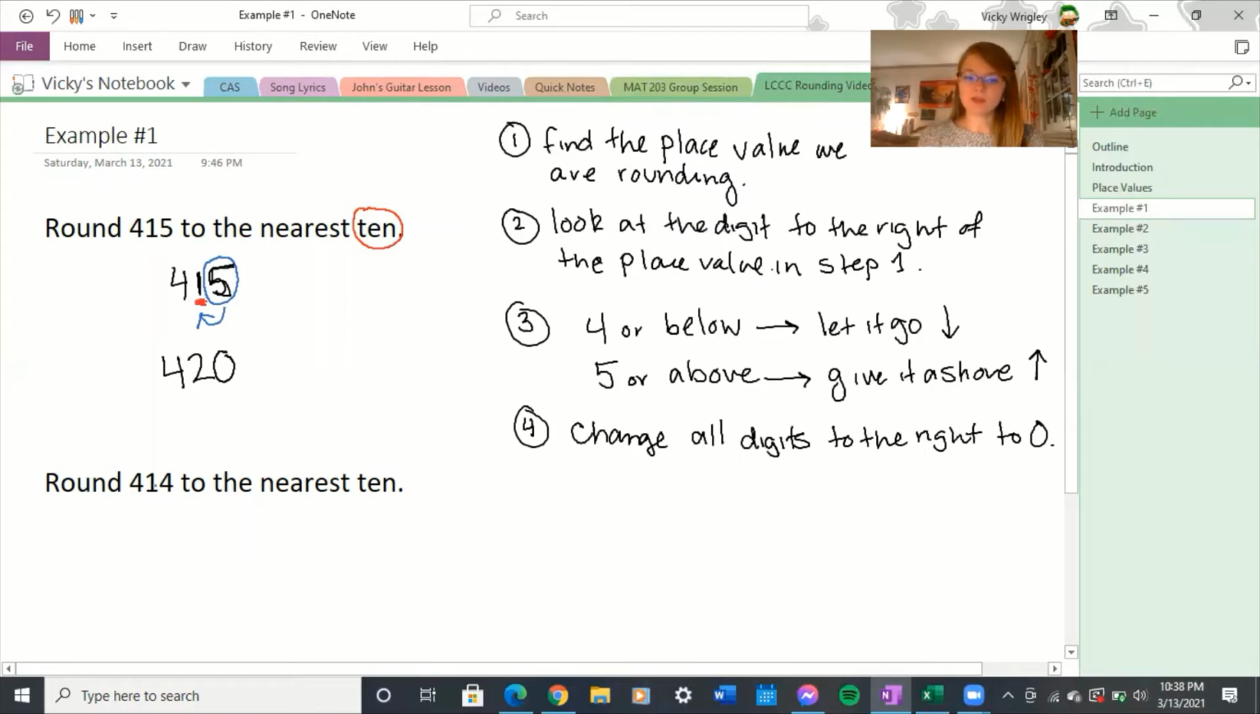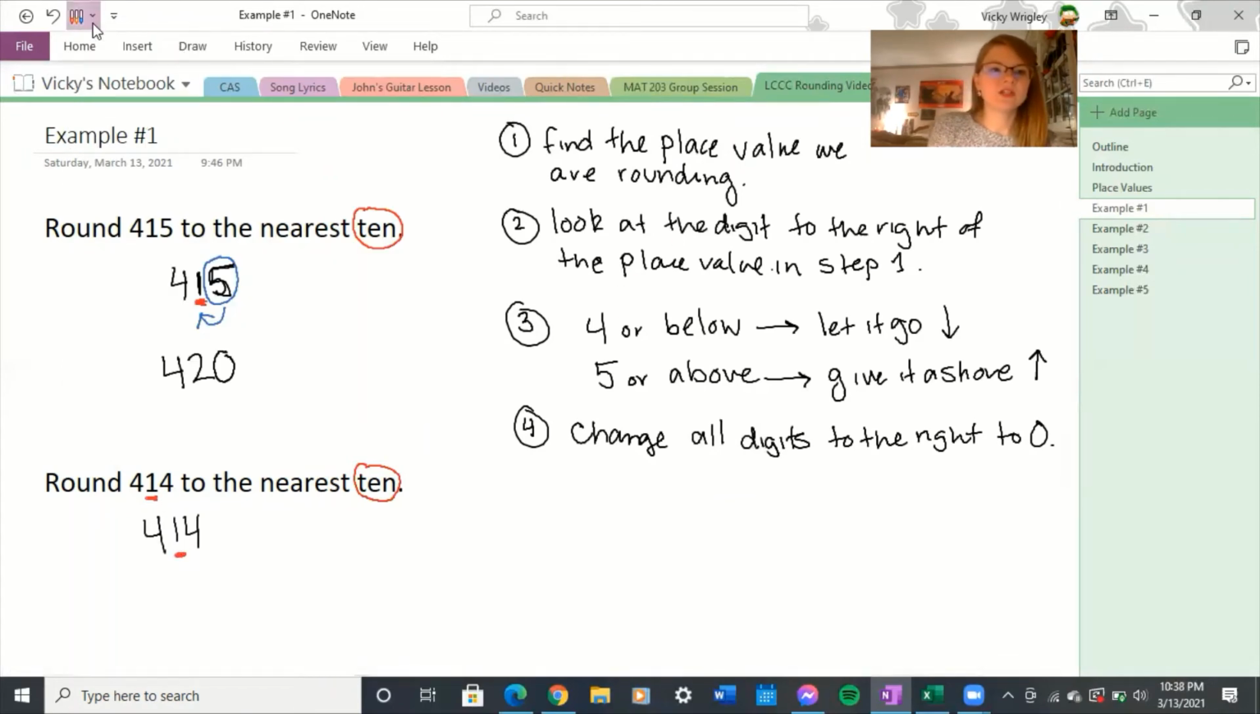Let's try this again with 414 instead of 415 to see how this rule in number 3 works. All right, round 414 to the nearest 10. I'm going to circle this, our nearest 10. That's the place value we're looking at. That's this place value right here, 414. Look at the digit to the right, this guy right here. He's going to tell us what to do.